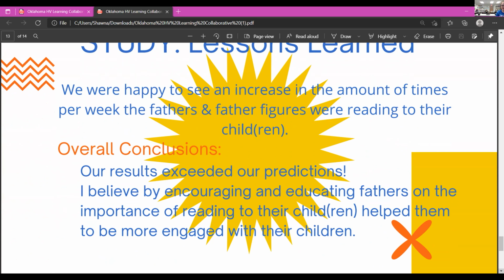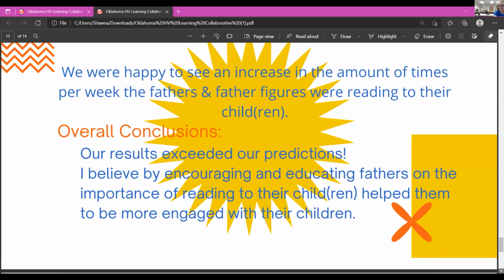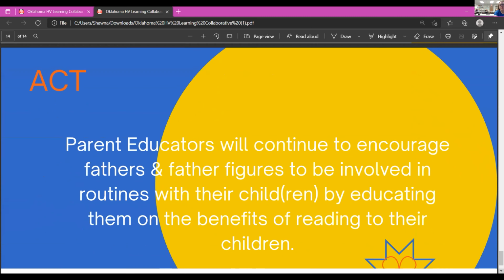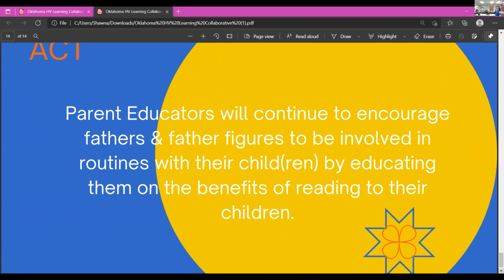We believe that by encouraging and educating fathers on the importance of reading to their children, we really help them be more engaged with their children. And we will continue to encourage fathers and father figures to be involved in routines with their children by continuing to educate them on the benefits of reading, still giving those handouts on some of the first visits when new families enroll. And yeah. Any questions?